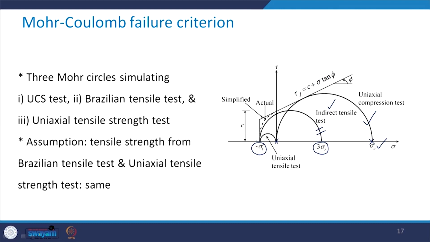Then the third circle is the representation of the state of stress in the uniaxial tensile test, which is the direct uniaxial tensile strength test, and in that case we have sigma 1 equal to 0 and sigma 3 as minus sigma t. The assumption involved here is that the tensile strength from the Brazilian tensile test and the direct uniaxial tensile strength test are the same. Otherwise, we will not be able to draw this figure.